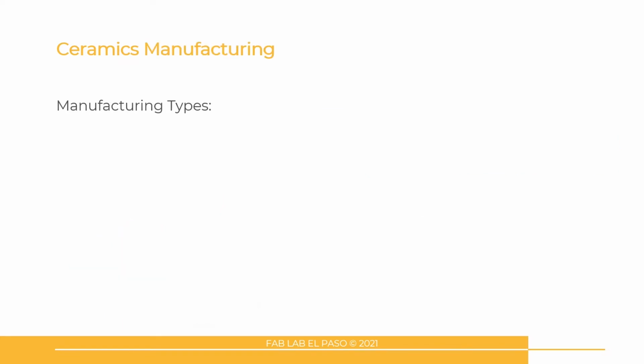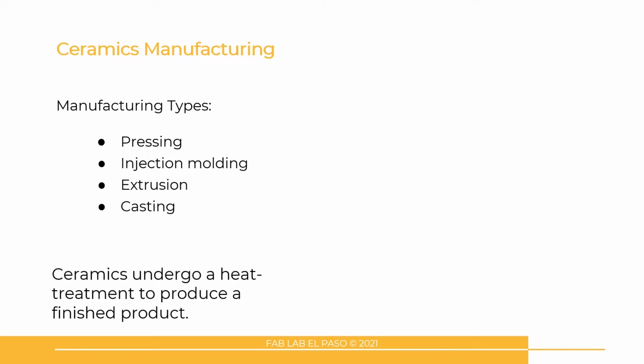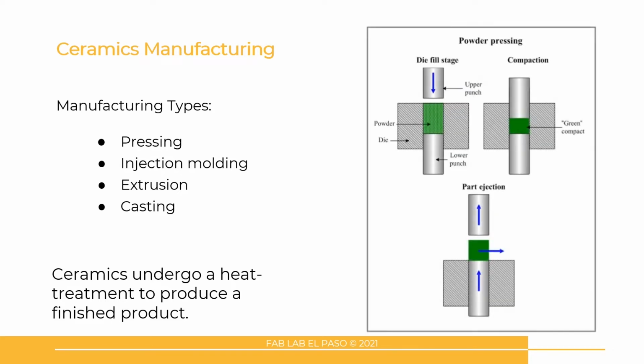Ceramics manufacturing types include pressing, injection molding, extrusion, and casting. Each of these methods creates a green body. A green body takes the shape of the final part, but it must be heat treated to dry and harden into the final part. Powder pressing is a process in which ceramic powder is placed into a die cavity, and a mechanical or hydraulic press will move downward, compacting the powder. This process is repeated several times until a green body is produced.